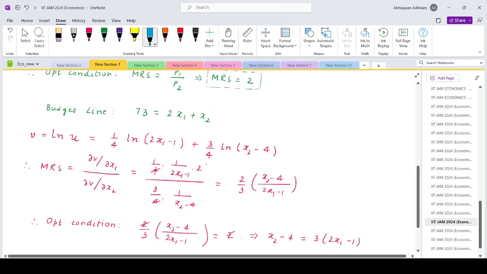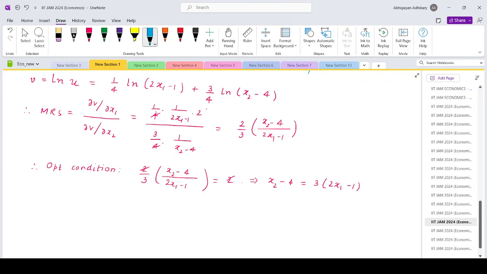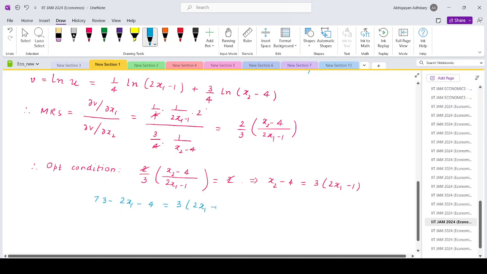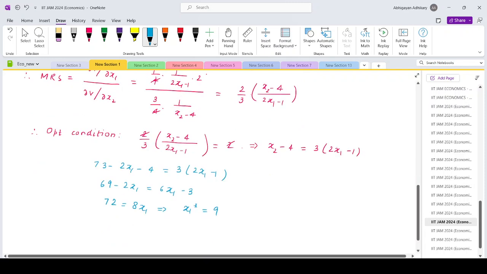From the budget line we can write x2 equals 73 minus 2x1 and replace it over here. So 73 minus 2x1 minus 4 equals 3 times (2x1 minus 1). So that makes it 69 minus 2x1 equals 6x1 minus 3. So 72 equals 8x1. So x1 star equals 9.